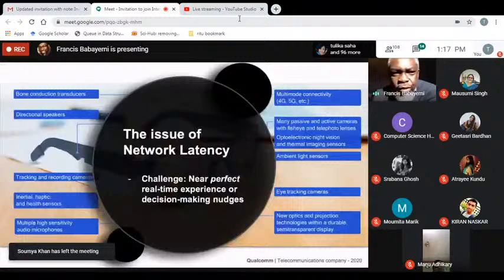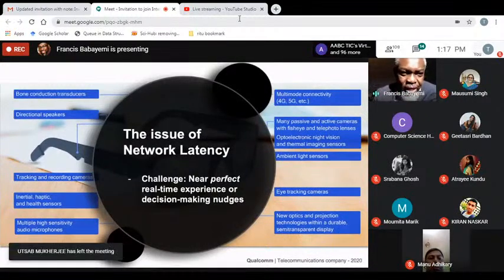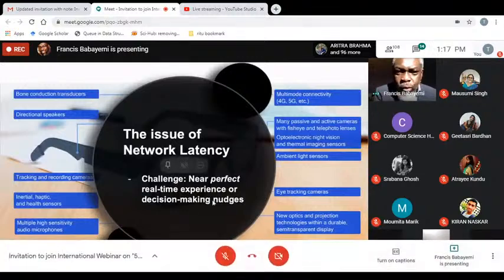And then just to run ever so quickly, finally, we now see the issue which Saptashi will now go on to talk about, which is how do we deal with the issue of network latency. The challenge is that we're looking for a near perfect real life or real time experience for decision making and so on and so forth. And Saptashi will therefore go into what it means in terms of extreme broadband.